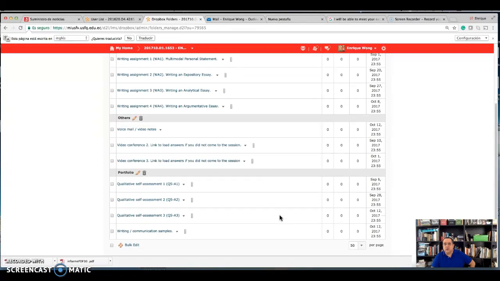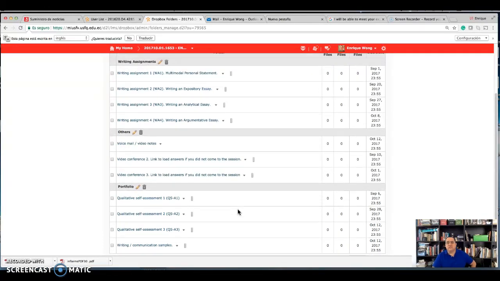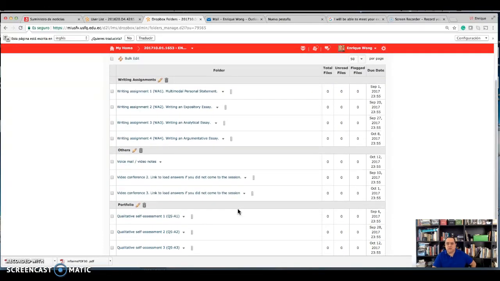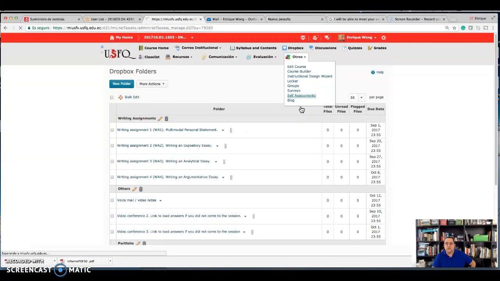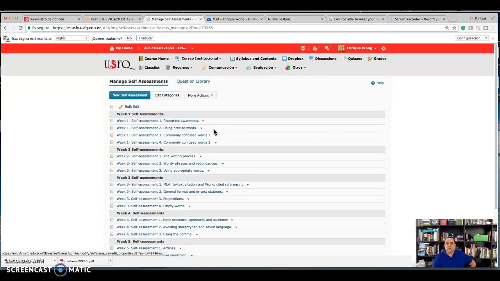But you will read about the portfolio if you access the learning object of week 1. You also have here for the first week. It's important that you come to the Otros link, and then under self-assessment you have the self-assessments or autoevaluaciones, and they are organized by weeks. These kinds of activities are not evaluated, they are self-evaluated. The system will give you the answer after you complete them.